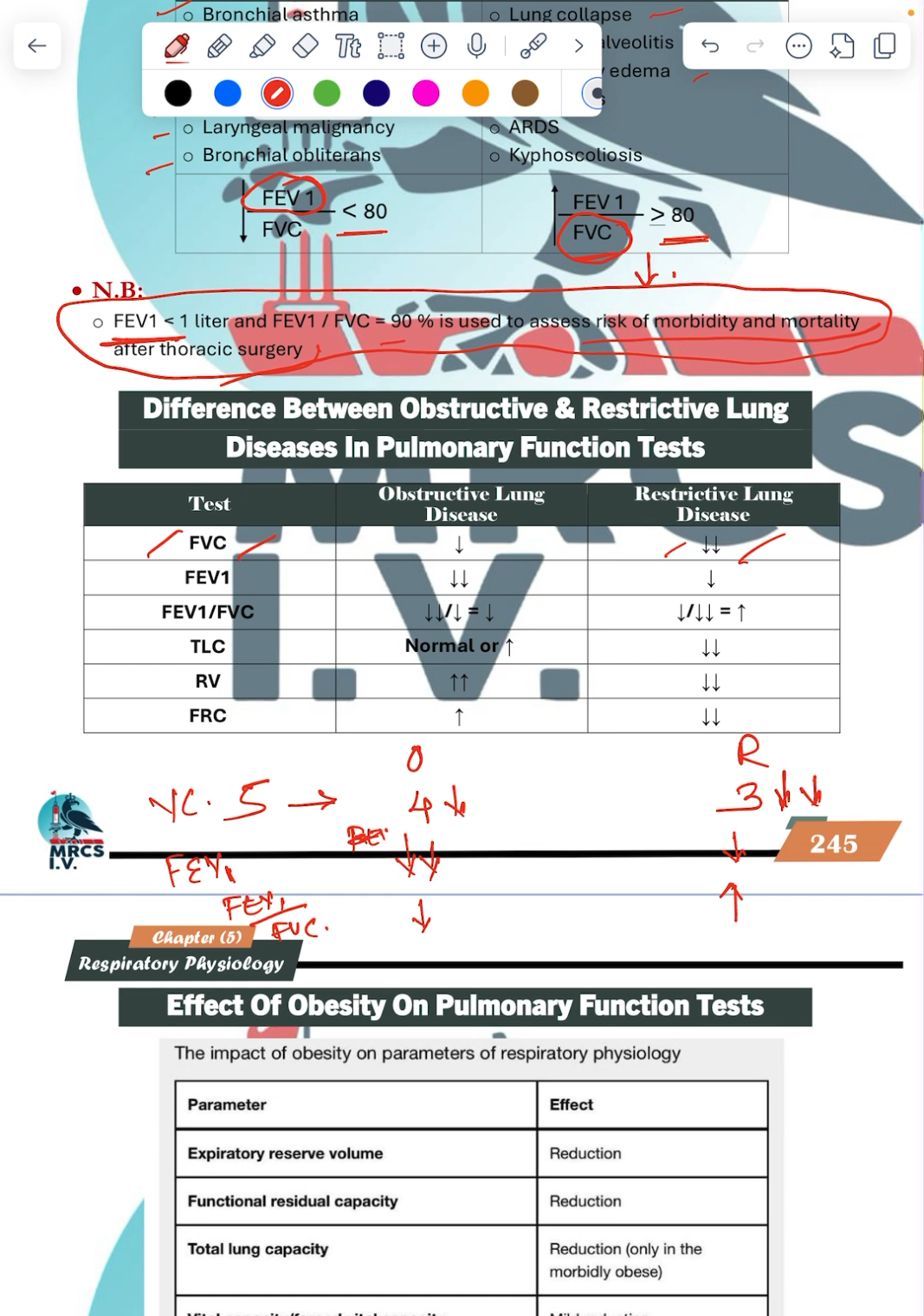So what will happen? Residual volume will increase in both conditions. Total lung capacity will remain normal or increase in obstructive lung disease. In restrictive, it will definitely decrease. Functional residual capacity will increase in obstructive, and in restrictive it will decrease.